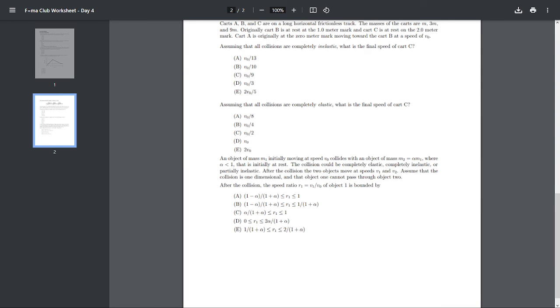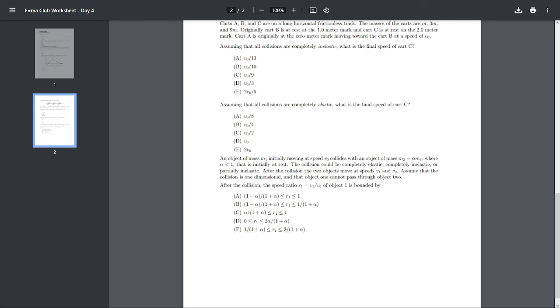All right, time for the final question. This is going to be a little bit more tricky, but it's quite an interesting problem. So what does it say? Okay, yeah. So an object of mass m1 initially moving at a speed of v naught collides with an object of mass m2. So basically it's colliding with a mass that is a given constant smaller, right? Less heavy, and it's initially at rest.